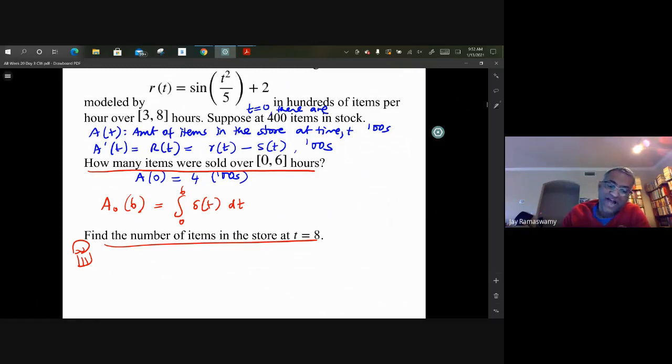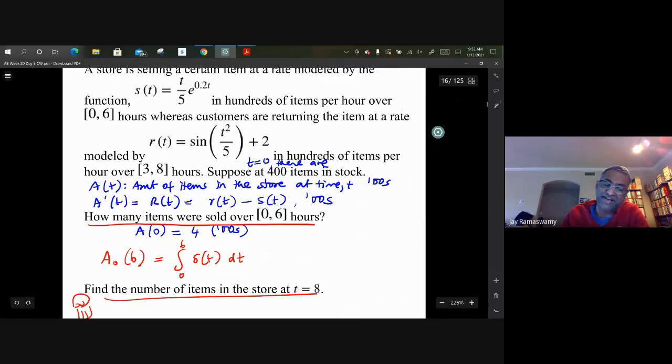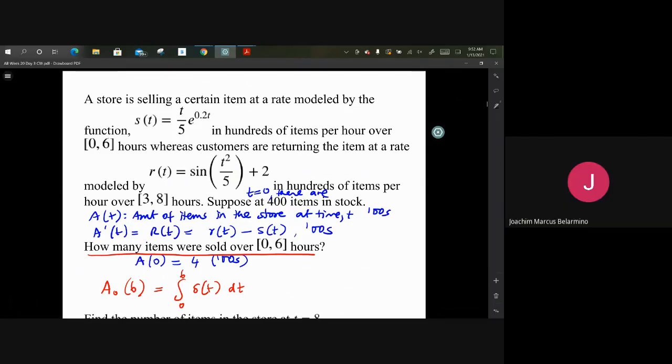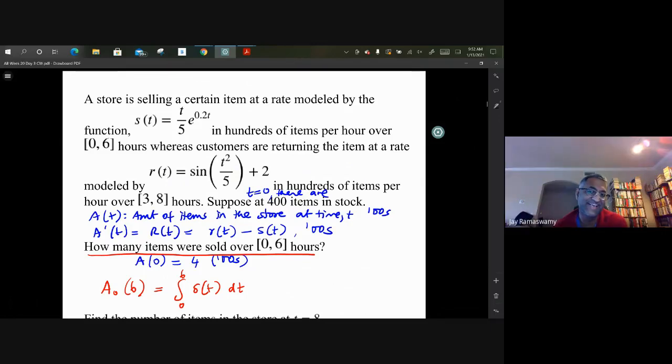Okay, now stop. I want all of you students to read that paragraph again and tell me why this problem is slightly different from any of the problems we have done so far. Do not speak. Look at the difference. It says the store is selling hundreds of items over 0 to 6 hours, and customers are returning items R of t from 3 to 8 hours. The intervals are different. Did everybody observe that? Relax, that does not complicate our matters.